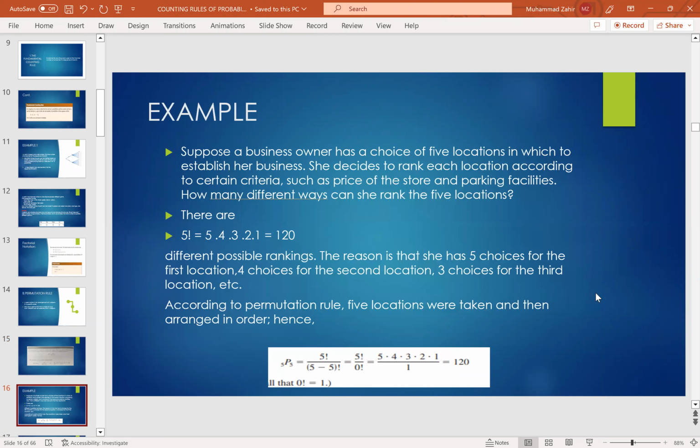Suppose a business owner has a choice of 5 locations in which to establish her business. She decides to rank each location according to certain criteria, such as the price of the store and the parking facilities. How many different ways can she rank the 5 locations? There are 5!, and the answer is 120 different possible rankings. The reason is that she has 5 choices for the first location, 4 choices for the second location, 3 choices for the third, and so on. According to the permutation rule, 5 locations are taken and arranged in order. Hence 5P5, and we put in the values. The answer is 120 different ways.